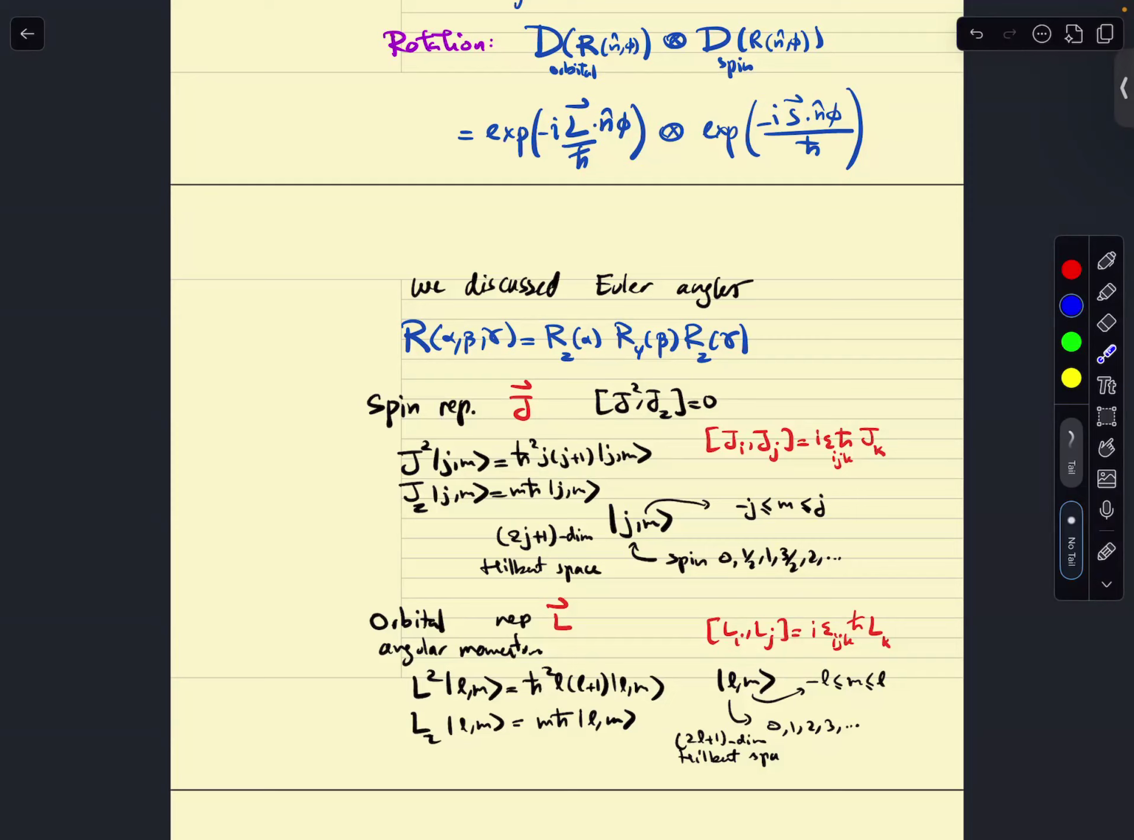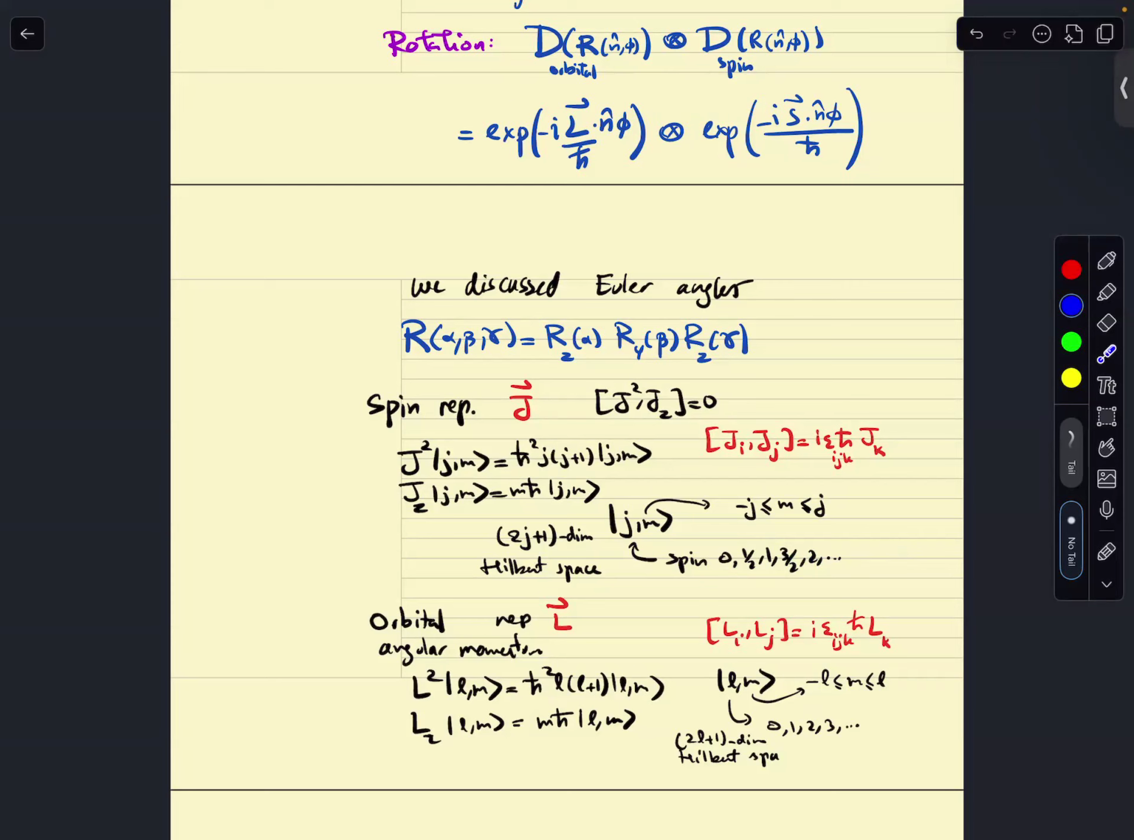So the spin representation was the following algebra. The J_i satisfy the SU(2) algebra. There is a pair of operators, J squared and J_z, that commute, and J squared commutes with all the J_i's. Here are the simultaneous eigenkets. We use the notation of ket j m. We saw that m runs from minus j to j, and then j has to take values of half integer: 0, half, 1, 3 halves, 2, and so on. If this is spin, this is how it works.